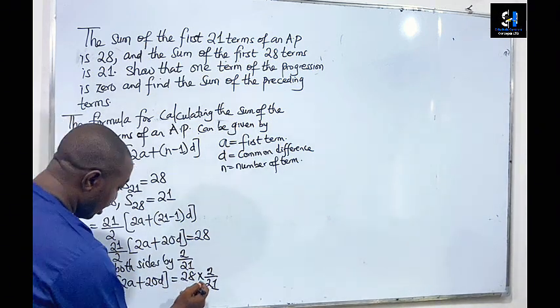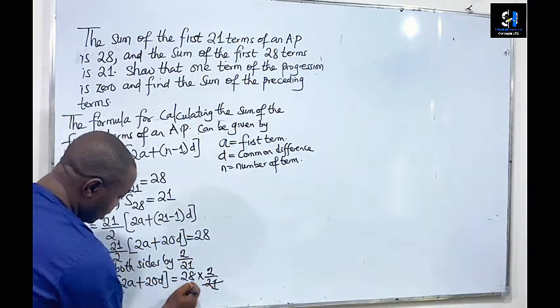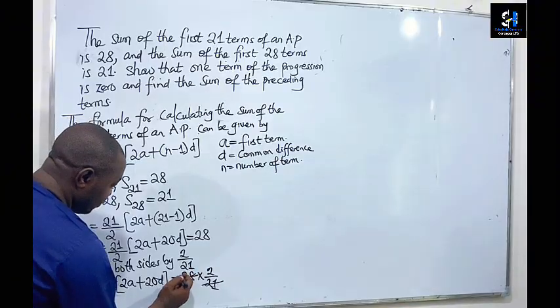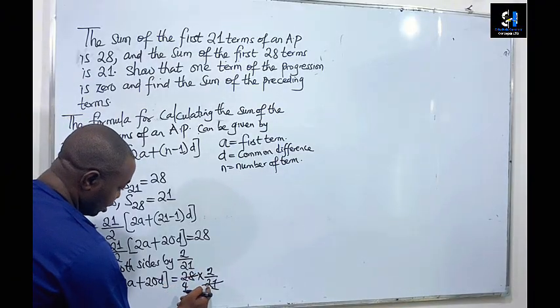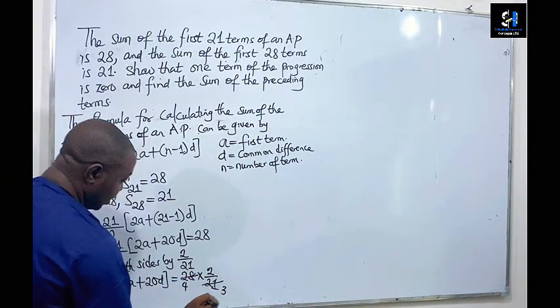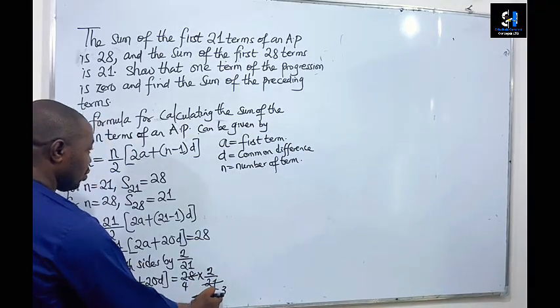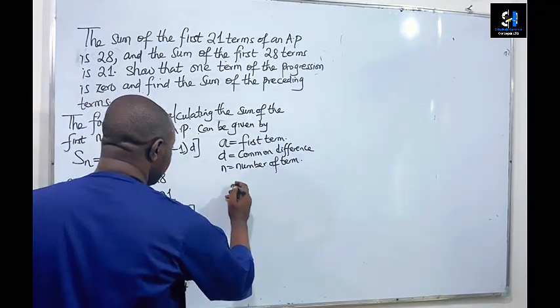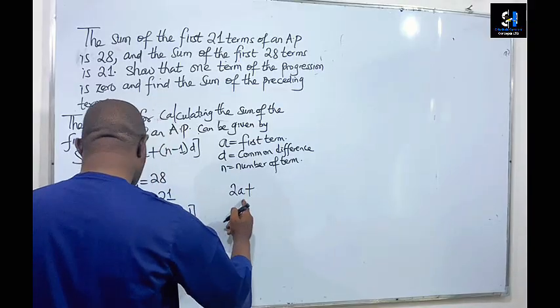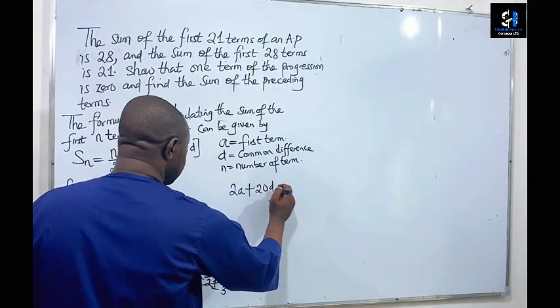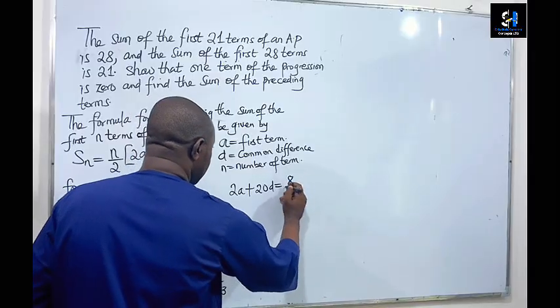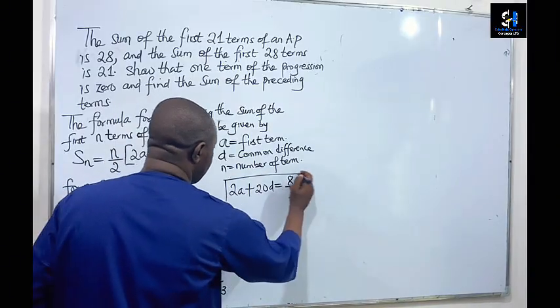In this case, 28 divided by 7 is 4, and 21 divided by 7 is 3. So 4 times 2 is 8, and we have 8 over 3. So the first equation will be 2a plus 20d equals 8 over 3. This is equation 1.